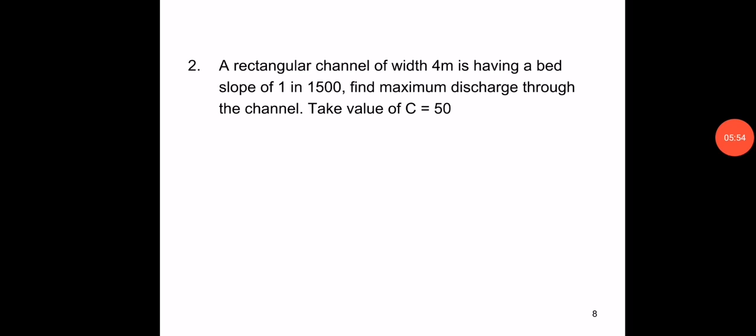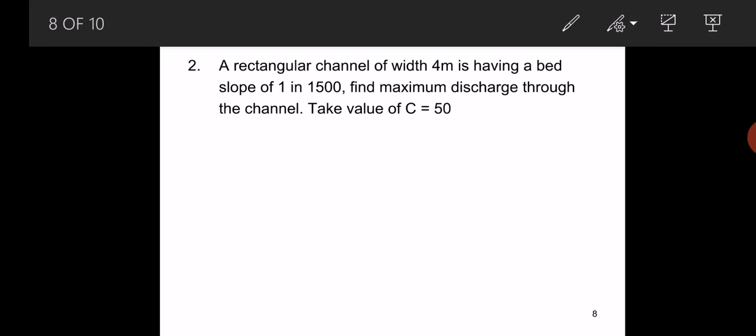Let's go for the second problem. This problem is on a rectangular channel. A rectangular channel of width 4 meters has a bed slope of 1 in 1500. Find the maximum discharge through the channel. Take the value of C equal to 50.